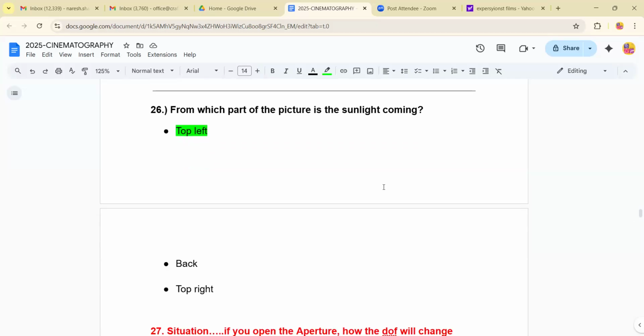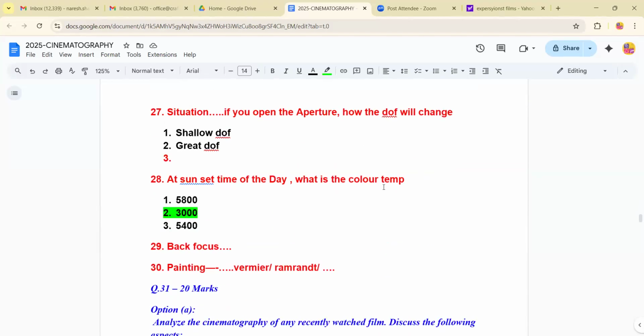From which part of the picture is the sunlight coming? It was the top left, very easy to answer. It was also a situation where if you open the aperture, how will the depth of field change? It will become a shallow depth of field. That was the correct answer here.